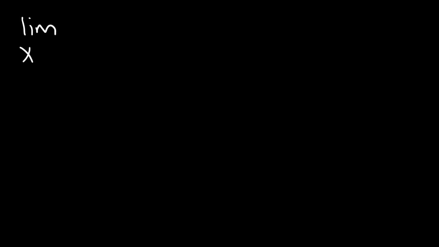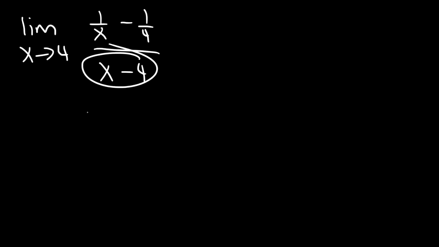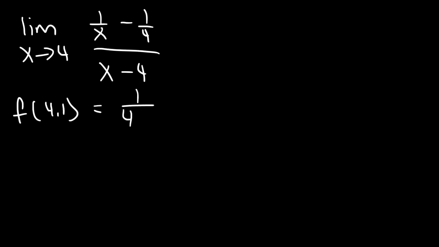Now let's confirm that negative 1 over 16 is indeed the answer to this problem. If you're not sure, you can always plug in a number that's close to 4. You can't plug in 4 directly because 4 minus 4 is 0. But let's plug in a number that's close to 4. Let's use 4.1 and then let's use 4.01. So let's find the value of f of 4.1. So that's 1 over 4.1 minus 1 over 4, divided by 4.1 minus 4.